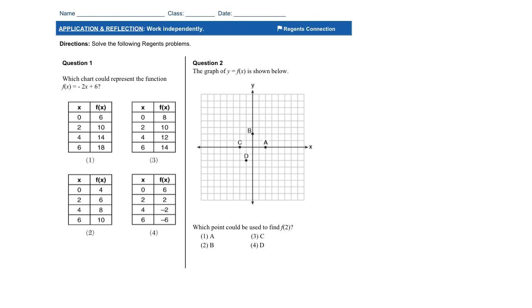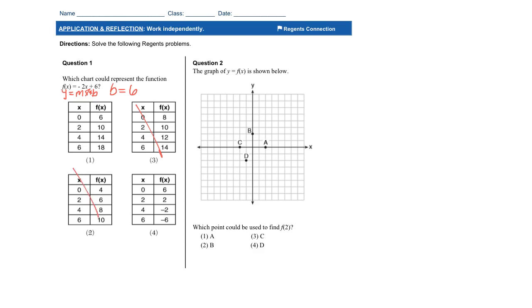All right, so which chart could represent the function f of x equals -2x plus 6? Well, we know that the 6 is your y-intercept because it's y equals mx plus b. So when x is 0, y has to be 6. So number 1 matches, number 2, not a match. Number 3, not a match. Number 4, maybe a match.